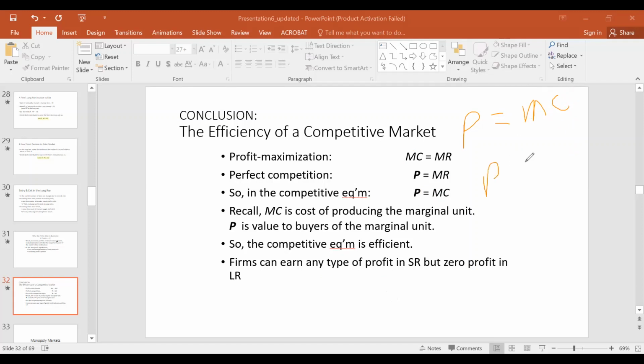Think about it. If price is less than MC, it's not a good idea. How much it costs to produce additional output is bigger than how much they value the good, so it's not efficient. If price is greater than MC, they value it more than it costs to produce it, so you are actually not producing enough. You have to produce more for MC to begin to rise and so on. So this market, which settles where MC is equal to price, is called efficient.